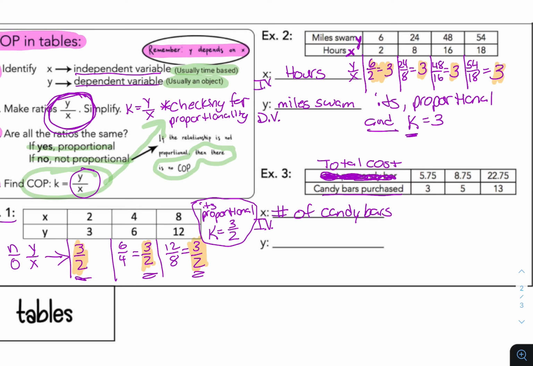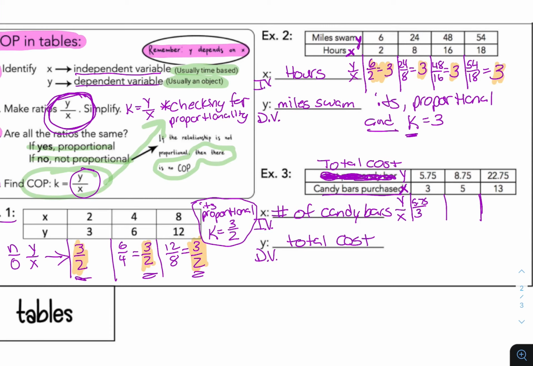Let's just pretend you have unlimited money. That would make the dependent variable, or DV, the total cost. And don't worry if that tricks you up a little bit. You'll get there. It'll become more second nature as you go. All right, now as per our steps, we're going to check for proportionality. So we're going to extend our table and check the ratio of y over x. Always good to fill in, so you know the number of candy bars is your x and the total cost is your y. All right, let's check this one, y over x.